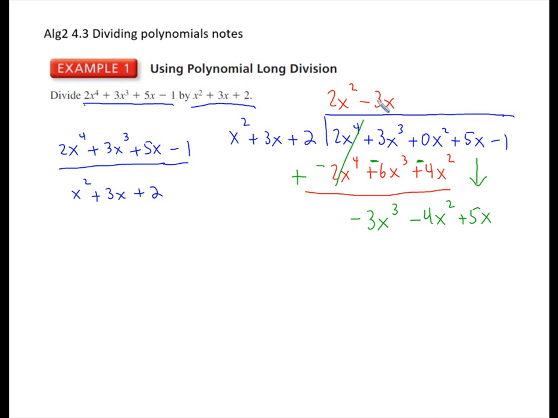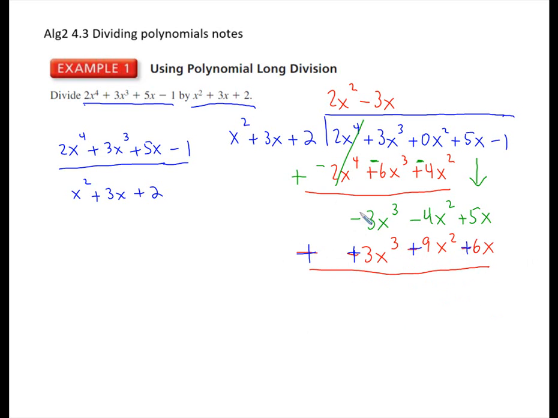Once you find this value, you distribute it to everything outside. That'll give us negative 3x to the 3rd minus 9x squared, then minus 6x. Then we're going to subtract. When you subtract, you add the opposite, so change this to a plus, and all these need to become the opposite: plus, plus, plus.